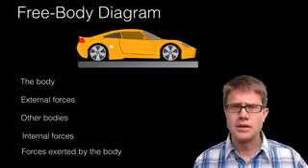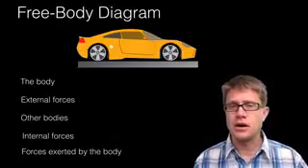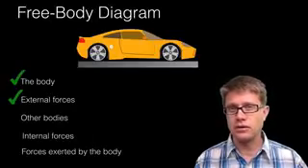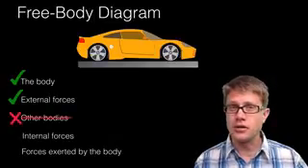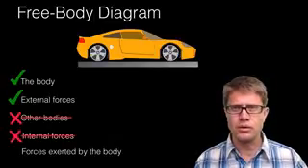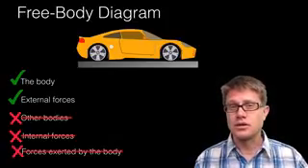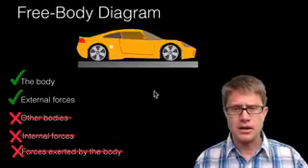And so let's try some of these. When you're drawing a free body diagram, we're always going to draw a free body diagram of this car. You really want to include only two things, the body and external forces acting on the body. Don't make these common mistakes. Don't include other bodies. Don't include internal forces, for example, the car acting on itself, or forces exerted by the body. And so how would you draw a free body diagram of this car?